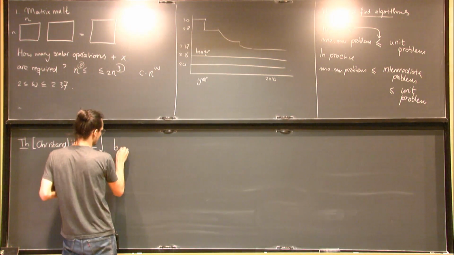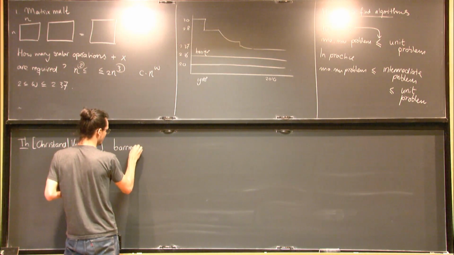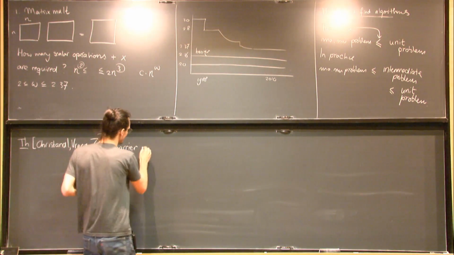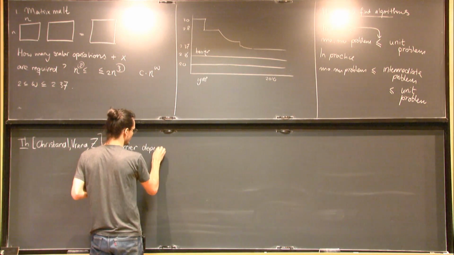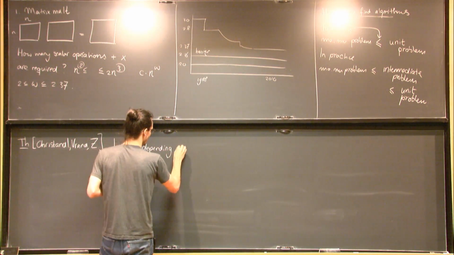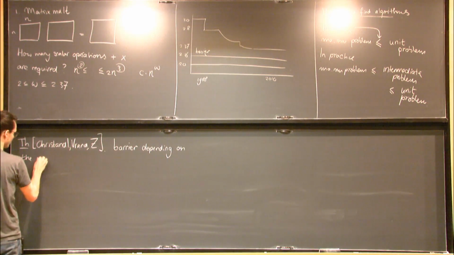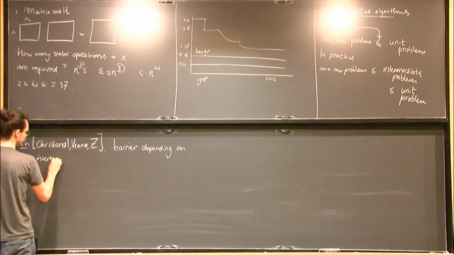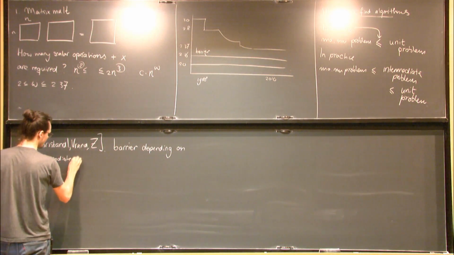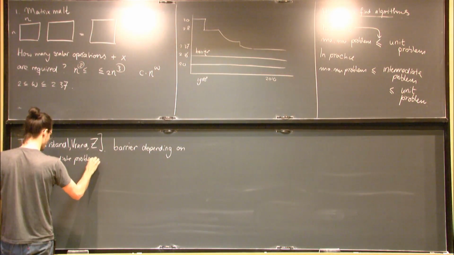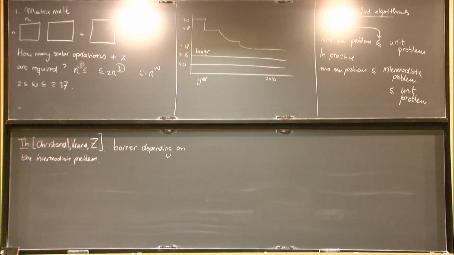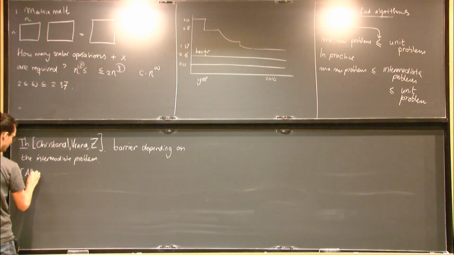So we will prove a barrier depending on the intermediate problem that you use. All right. So a barrier on the best upper bound on omega that you could obtain. There are similar results by Alman et al. I also mentioned that.